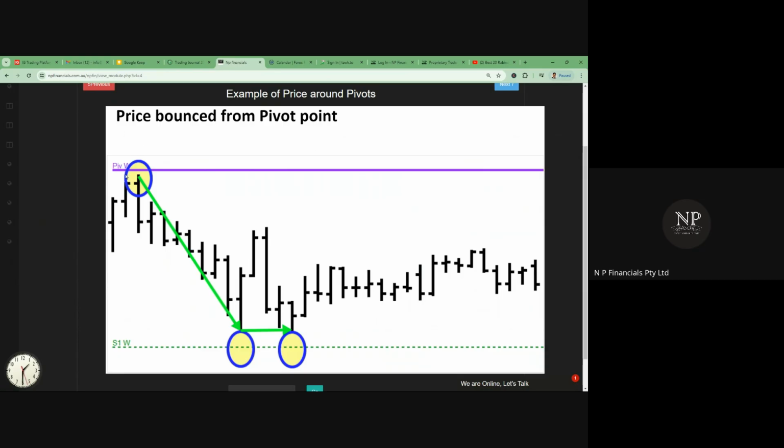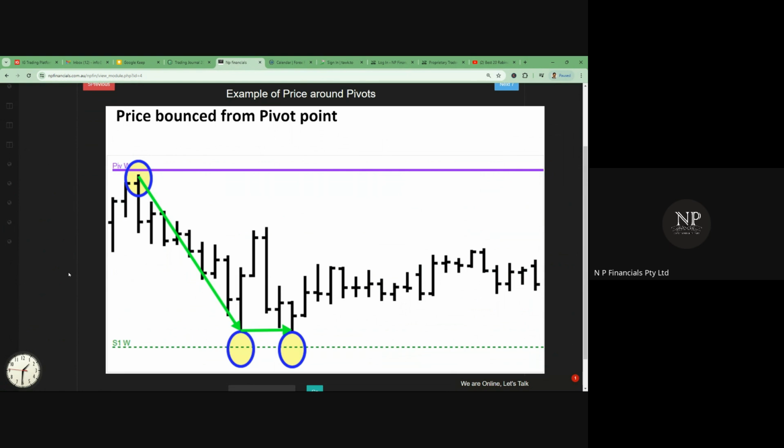So this is the pivot weekly. Whenever you see pivot weekly, you need to make the chart hourly. Whenever you see monthly, then you need to make the chart daily. So this is weekly. That means these charts are for hourly.